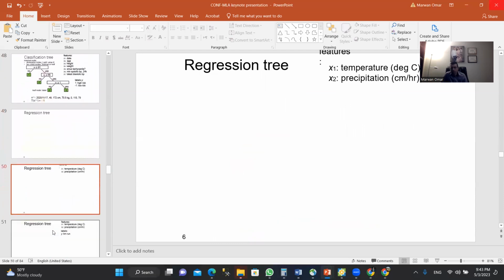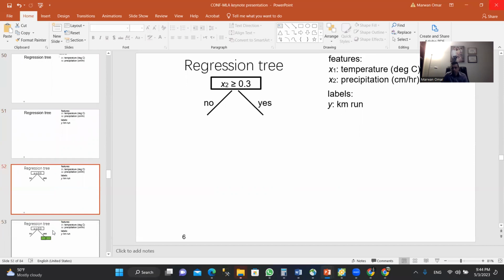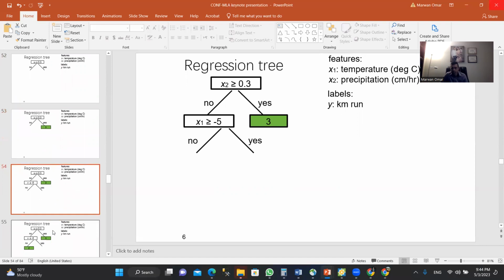We also have regression trees. Some of the examples of regression trees are temperature, for example, and precipitation. So x1 would be the temperature, and that's a feature. X2 would be precipitation. And the labels would be kilometers run. So here we have the features again. If x2 is greater than or equal to 0.3, if the answer is yes, then we have 3 as the label. If the answer is no, we are going to check another feature.